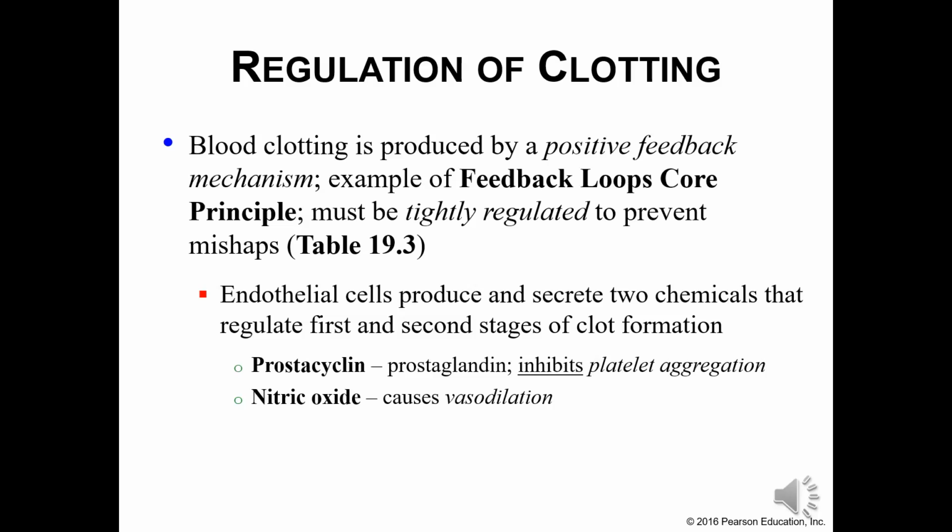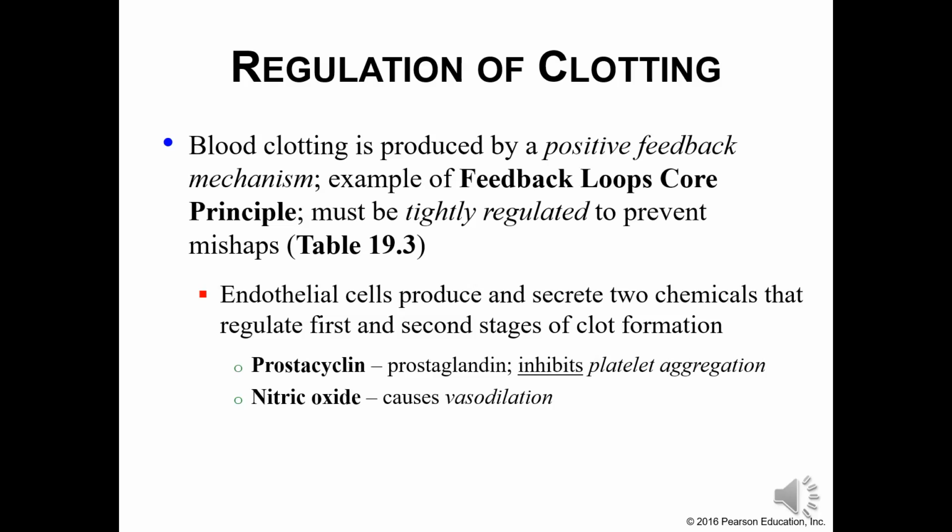So it has to be tightly regulated so that you don't get any unformed clots, or clots that have been formed not completely dissolved. So the endothelial cells in your vessel wall will produce and secrete two chemicals. And these chemicals can regulate your first and second stages of clot formation, the vasospasm and the platelet plug, and the coagulation.